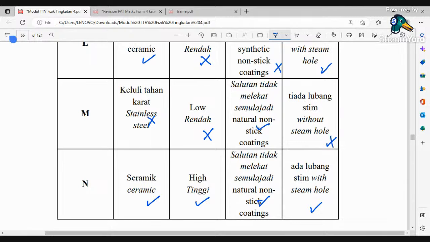Okay, so we choose which one is suitable. You can see clearly N has all the required characteristics. Okay, N has it. So now we explain based on N.